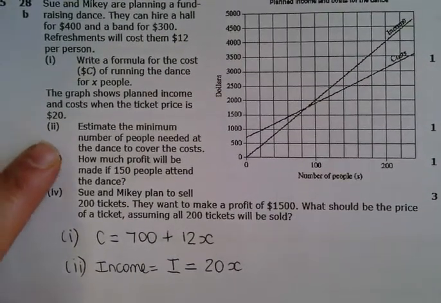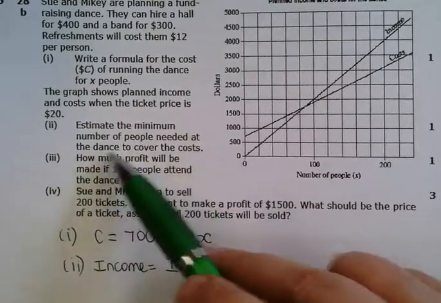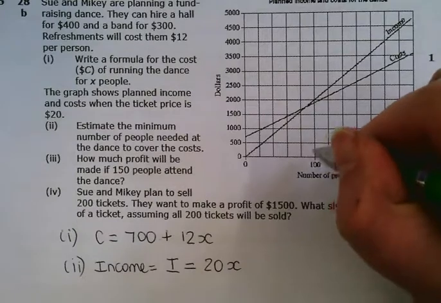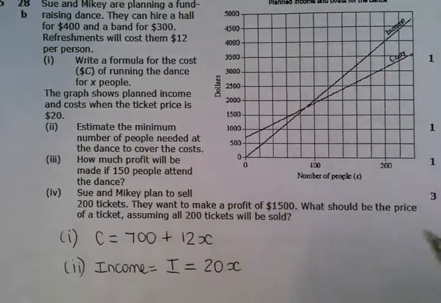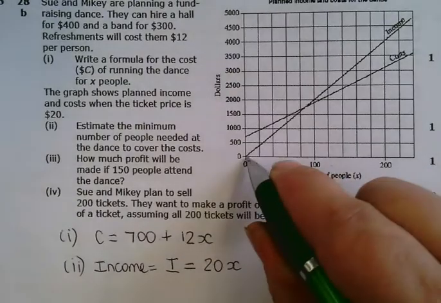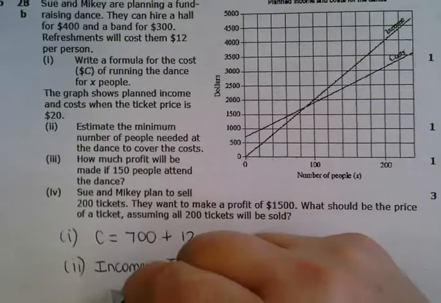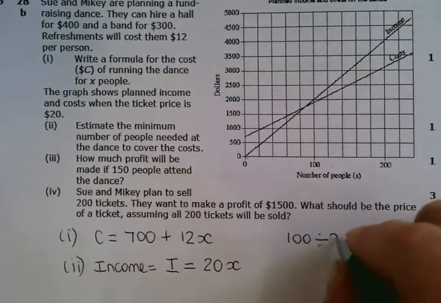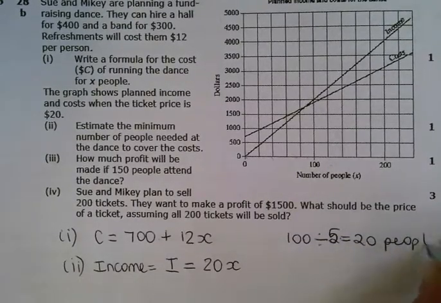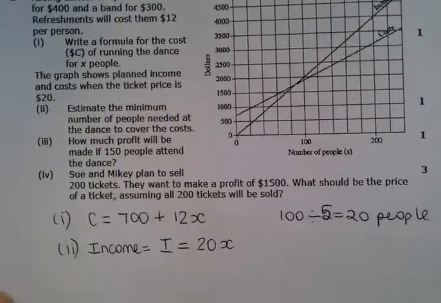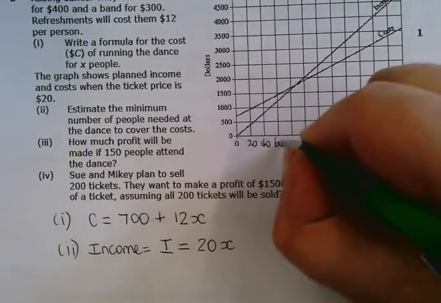Now, part two says estimate the minimum number of people needed at the dance to cover the costs. Can you see? Estimate. Now, what do you think this scale goes up? You've got to count the spaces. 1, 2, 3, 4, 5 spaces. So the divisions are 100 divided by 5 is 20 people. So on the horizontal axis, that represents 20 people each space. So we've got 20, 40, 60, 80.